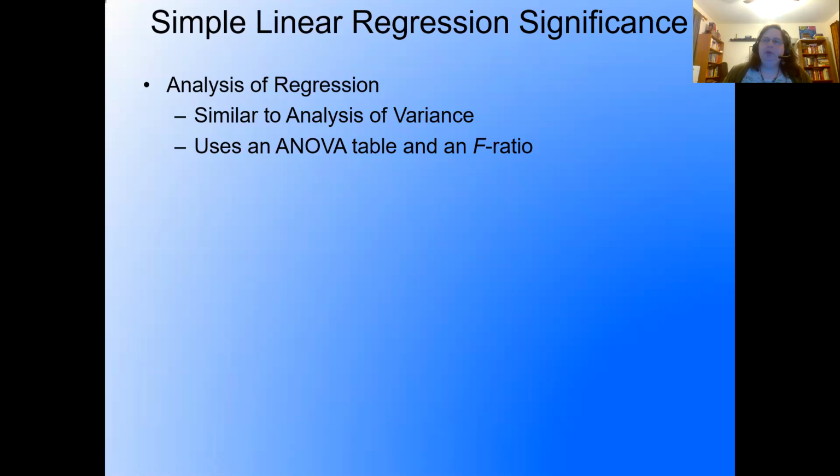So we've been talking about simple linear regression for a while now. And we keep talking about using the line for prediction and those sort of things, right? We're talking about problems of simple linear regression. But what we haven't talked about is how do we know if our regression is significant? How do we know if it actually matters? So that's where we get into an analysis of regression. Now, this is very, very similar to our ANOVA or analysis of variance. And it even uses an ANOVA table and an F ratio.